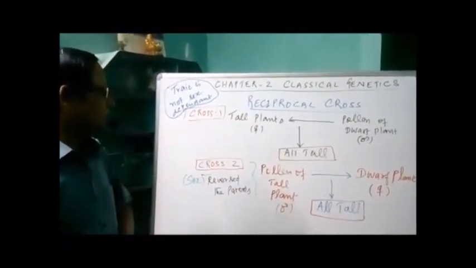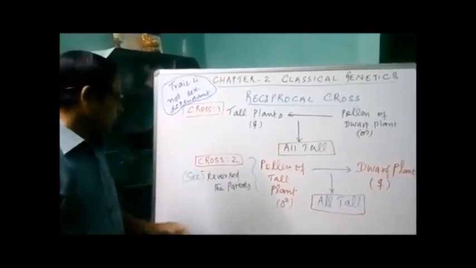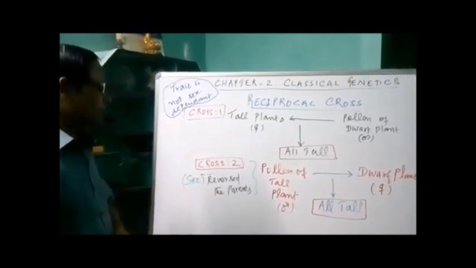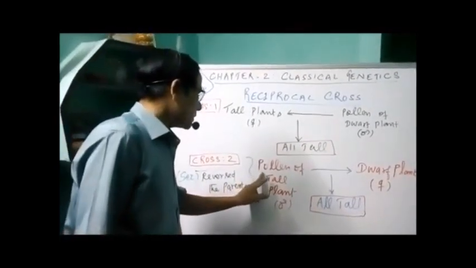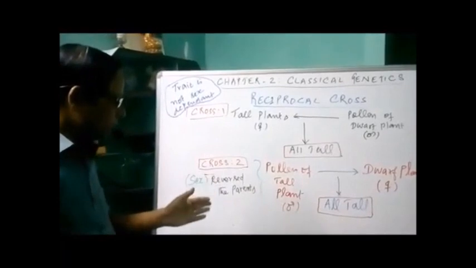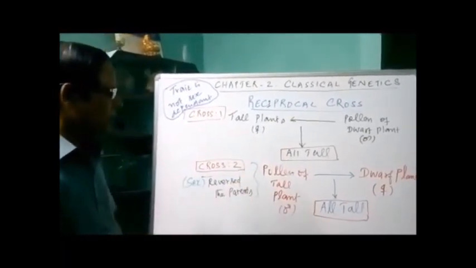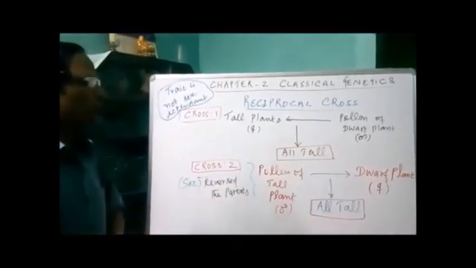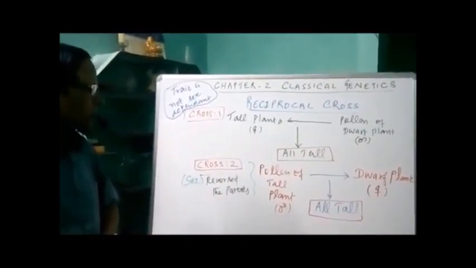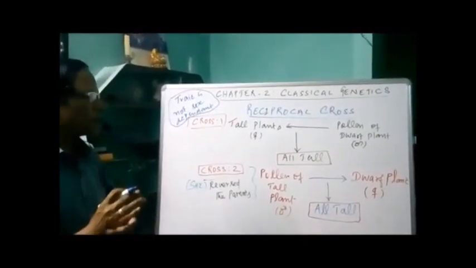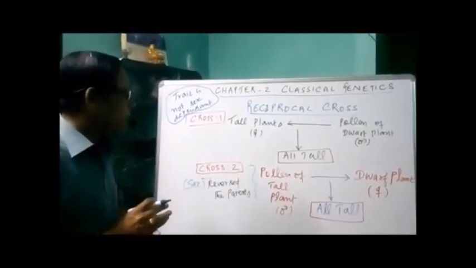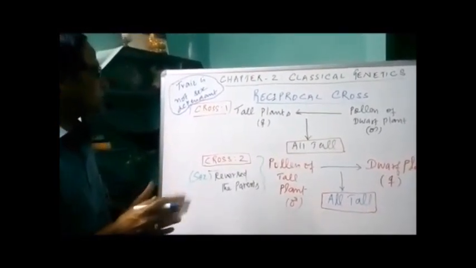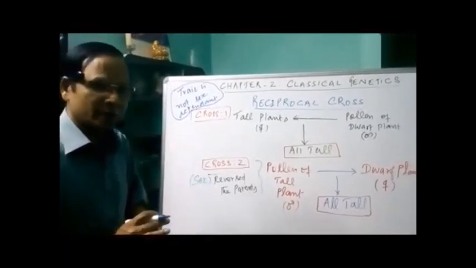This is one cross. In the next cross, he reversed the sex. What is the meaning of that? Instead of taking pollen grains from the dwarf plant, he took pollen grains from the tall plant and transferred them to the stigma of the dwarf plant. Here also, the result will be the same. Either the pollen is from the tall plant or from the dwarf plant, the result will be the same. That means the tall plant is acting as the dominant character.